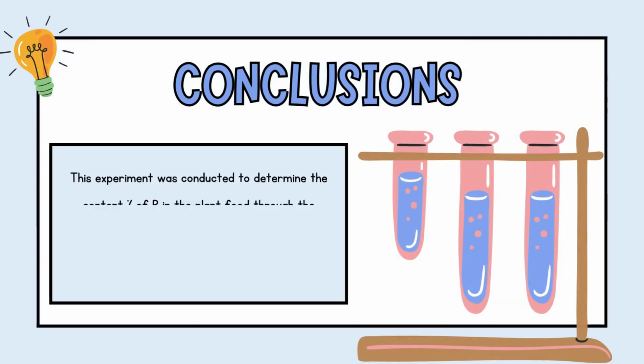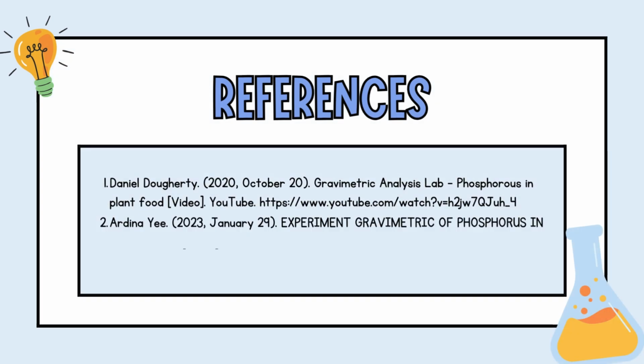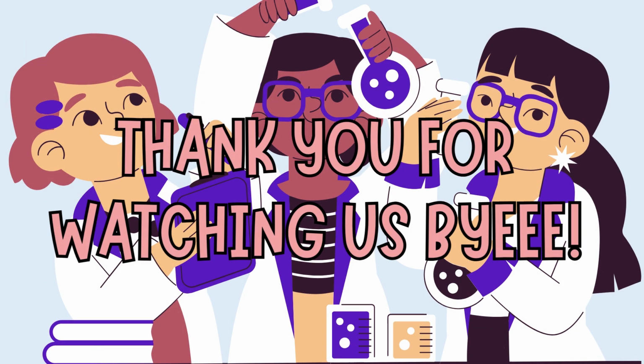So we can conclude that this experiment was conducted to determine the content percent of P in the plant food through gravimetric analysis. Specifically, we have achieved the percentage of phosphorus in the plant food, and that is 23.06%, and the percentage error is 53.73%.